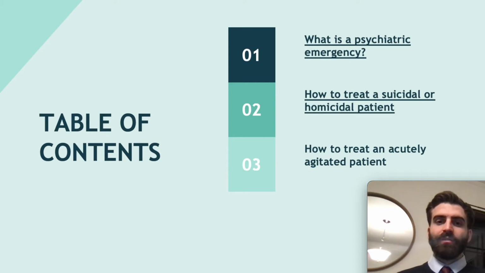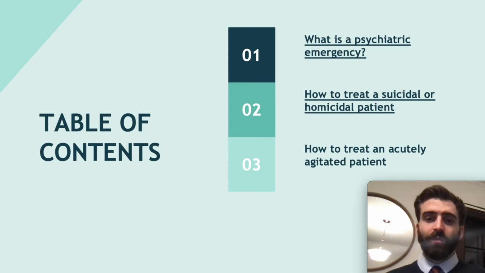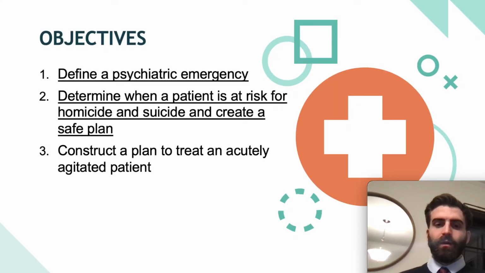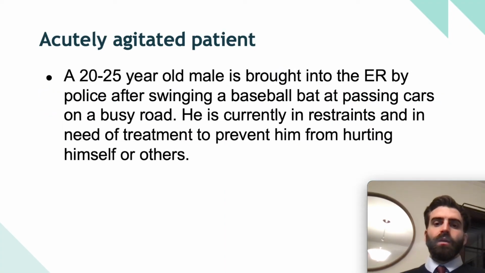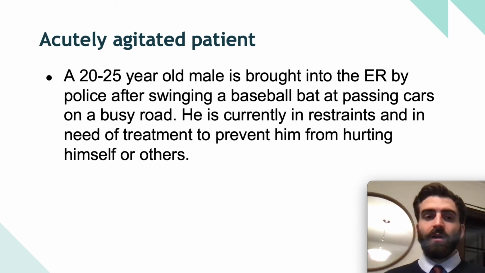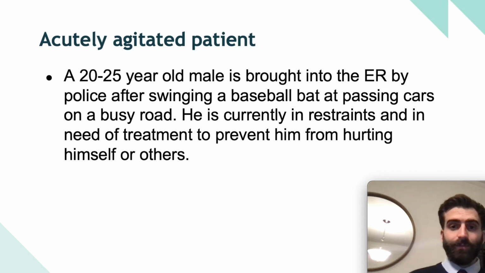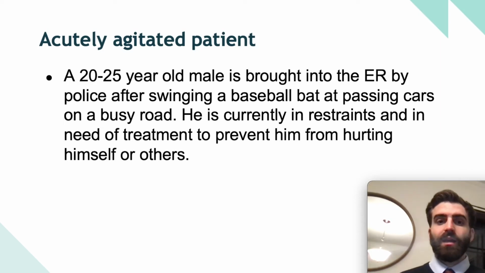Okay, so we covered what is a psychiatric emergency, especially focusing on major psychiatric emergencies. We discussed how to treat a suicidal or homicidal patient, and we will end with how to treat an acutely agitated patient. So an example of this would be a 20 to 25-year-old male brought into the ER by police after swinging a baseball bat at passing cars on a busy road. He is currently in restraints and in need of treatment to prevent him from hurting himself or others.